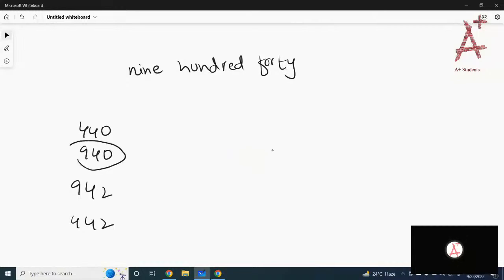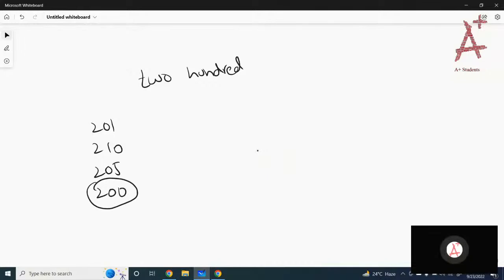The second one, 940. So 9 is at the hundreds place, and 4 is at the tens place, and 0 is at the ones place. So it's 940. Select the correct option. Second option is the correct one, and then click on the OK button.